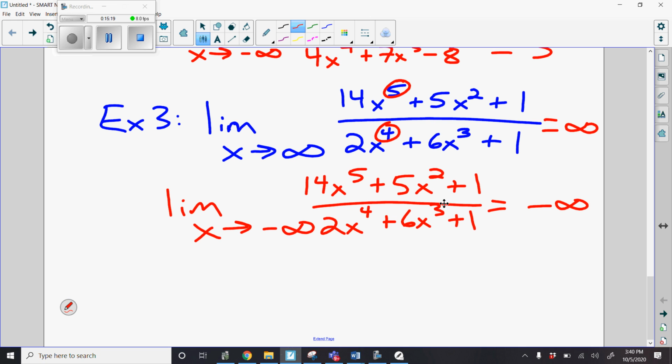However, if I just went in and changed this 5 to a 6, then that would change this answer to positive infinity, because the top would be positive and the bottom would be positive. If I kept this as a 5, but changed this 4 to a 3, they would both be negative, and a negative over a negative would make a positive, and we'd get positive infinity out here. Okay.